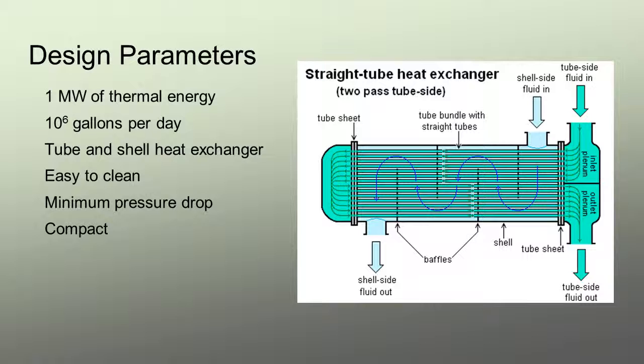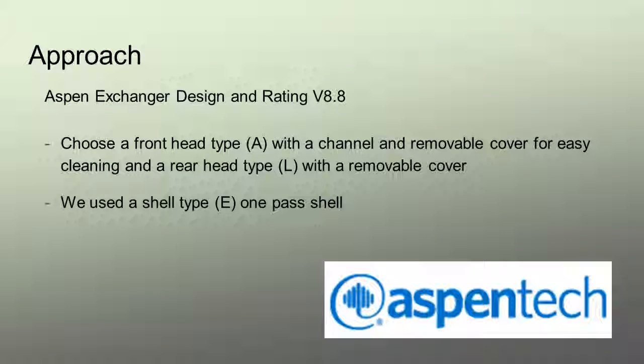The system that we'll be using is a tube and shell heat exchanger, as can be seen in the image. We want the heat exchanger to be easy to clean, have a minimum pressure drop, and be compact. The approach that we'll use for this project is with Aspen Exchanger Design and Rating version 8.8.